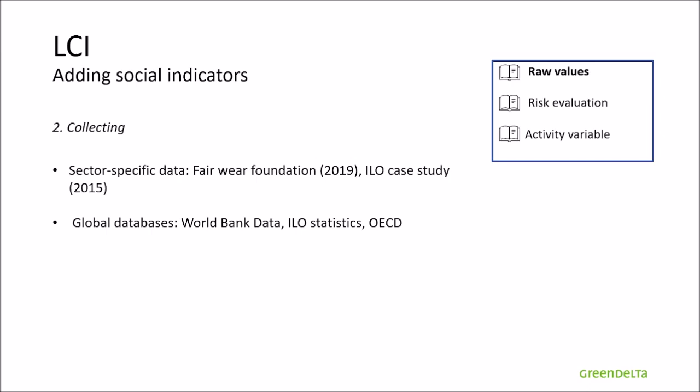Now, for the actual collection of raw values, primary data collection should be prioritized if possible. For this study, secondary data was used, which was sector-specific, and it was more precisely a report from Thera Foundation and another one from ILO, the International Labour Organization. It was a case study about the garment sector in India, which provided information for some of the indicators.